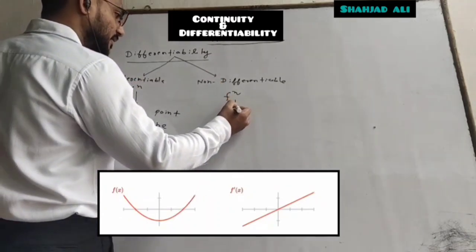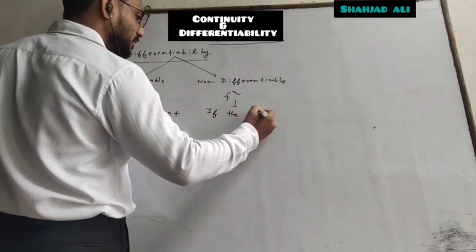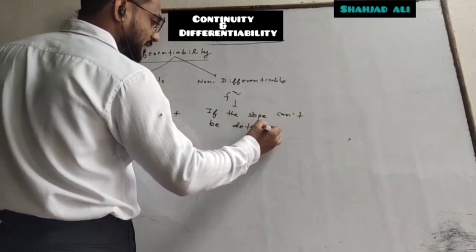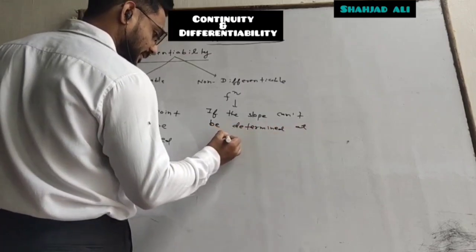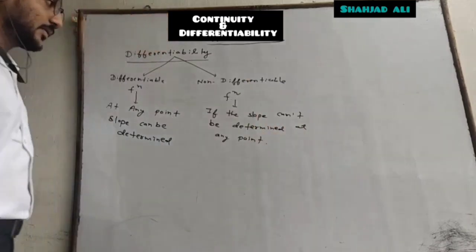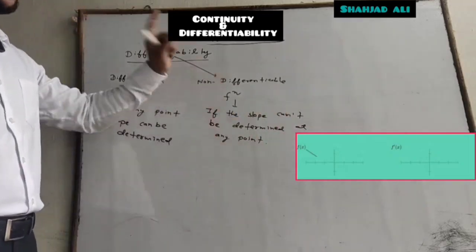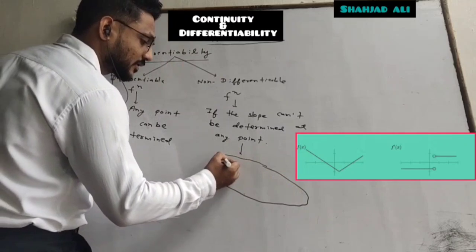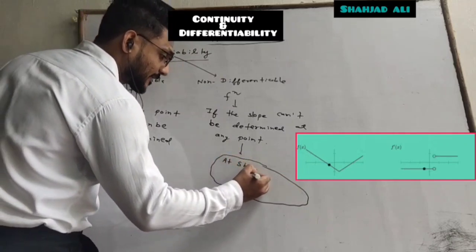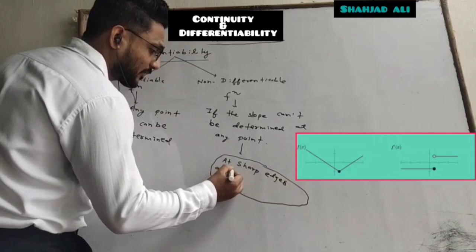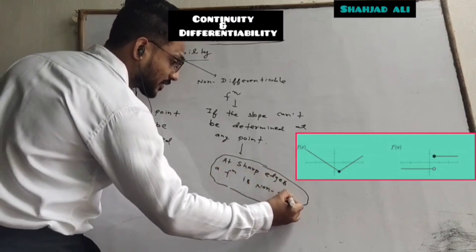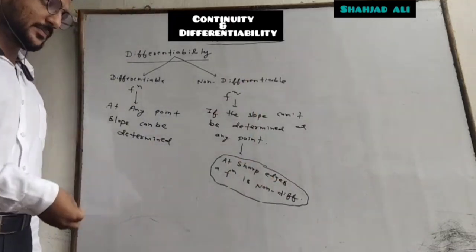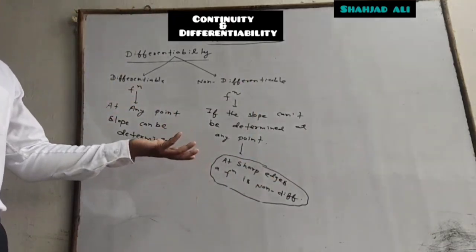And for a non-differentiable function, if the slope cannot be determined at any point, that will become a non-differentiable function. This is a very important point. Its way is clear, it's very simple. We can understand it by a graph, by any example.